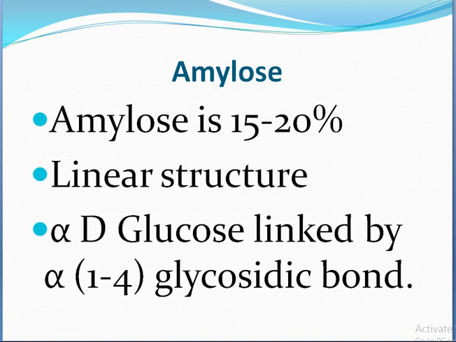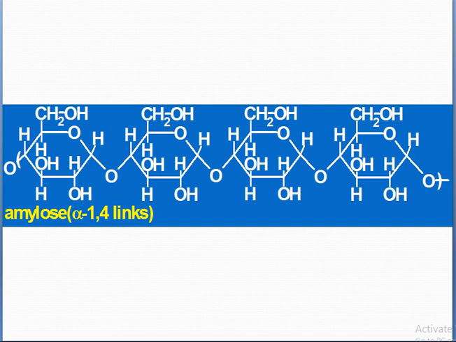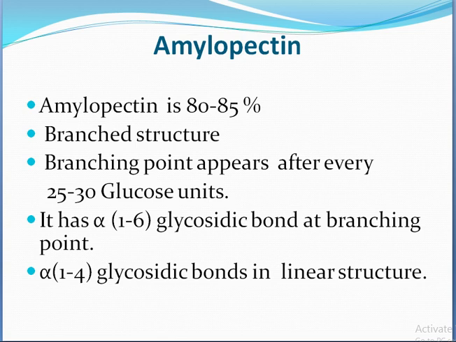The amylose is composed of a linear chain. It is not branched, but it is a linear chain composed of D-glucose linked by alpha 1 to 4 glycosidic bonds at the anomeric carbon. Moving forward, we can see here the structure where the amylose is a straight linear chain, whereas when we compare the amylopectin, it is branched.